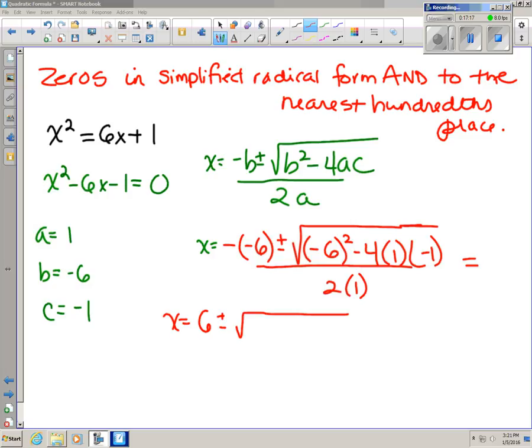Now keep in mind, if you put in the calculator negative 6 squared, it's going to give you a negative result. And we all know that a negative times a negative makes a positive. So if you put the negative 6 in parentheses and then you square it, you're going to get a positive 36. So make sure this value is positive. That's the whole purpose in doing this. And then you're going to get plus 4 all divided by 2. And then we're going to find the sum of 36 and 4. So x is equal to 6 plus or minus radical 40 all over 2.